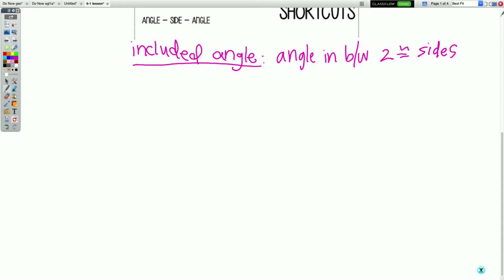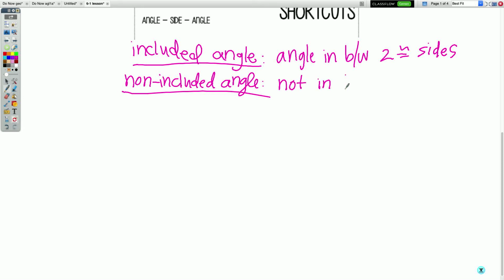Okay, the non-included angle. Just squeeze it somewhere. If not, you can put it on a separate sheet. The non-included angle is not in between the 2 congruent sides. Again, this will make more sense once we start going through it.